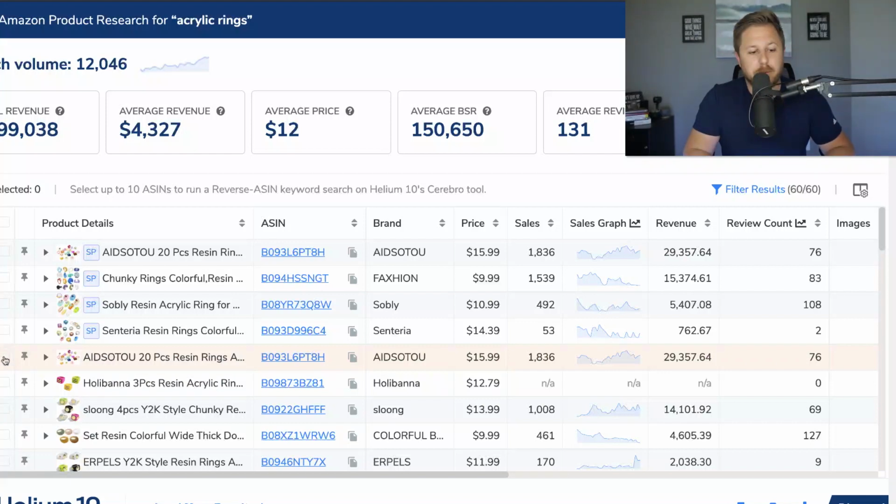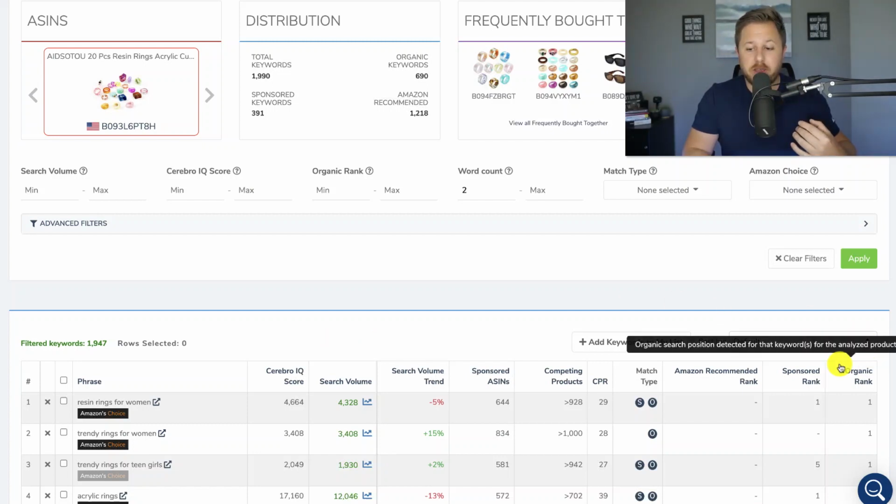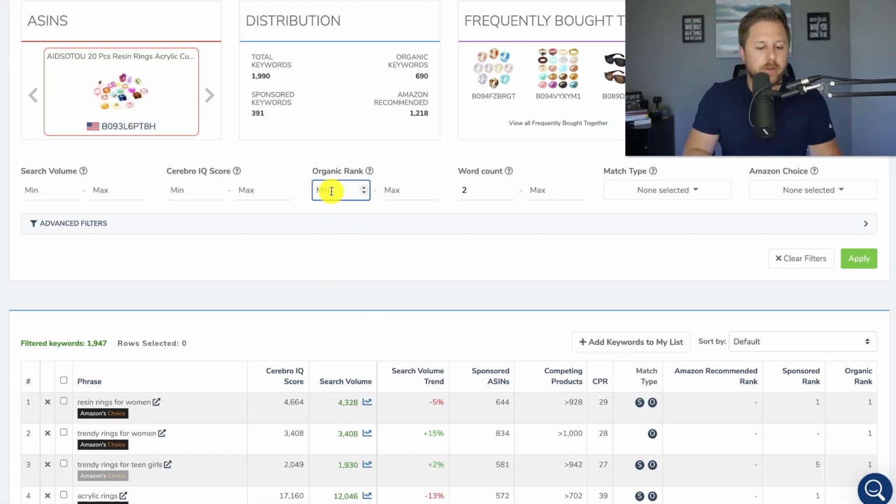And I'm going to click on this little box right here, and then I'm going to hit run keyword search. All right. So this is going to show you all of the keywords that that seller is ranked for, meaning it's going to be on page one for these keywords. And you could see where they are ranked right here by looking at the organic and sponsored rank. So we want to see which keywords are most relevant and they're ranked for in the top 1 to 20 positions. So to do that, I'm going to go right here and hit one. And right here, I'm going to hit 20.